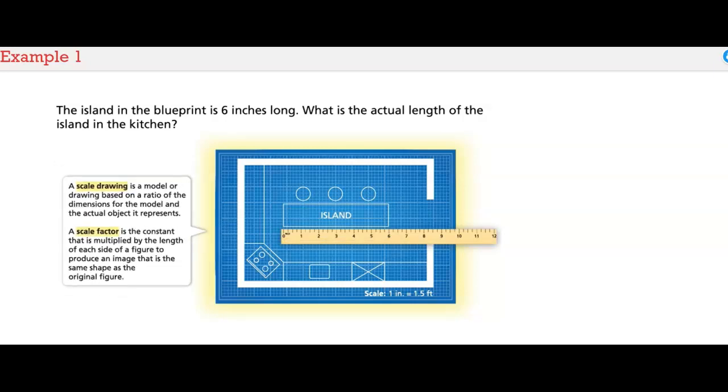A scale drawing is a model or drawing based on a ratio of dimensions for the model and the actual object it represents. A scale factor is the constant that is multiplied by the length of each side of a figure to produce an image that is the same shape as the original figure.